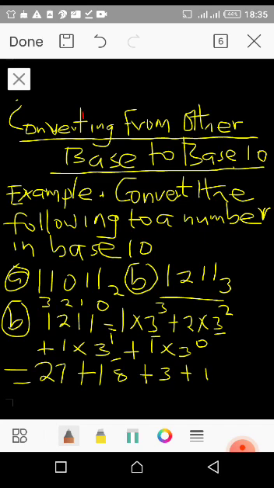Adding everything together, I have 27 plus 18 is 45, then 48. Everything will give me 48. So this is 48 in base 10. So 1211 in base 3, after converting, will give me 48 in base 10. Please take note of that.